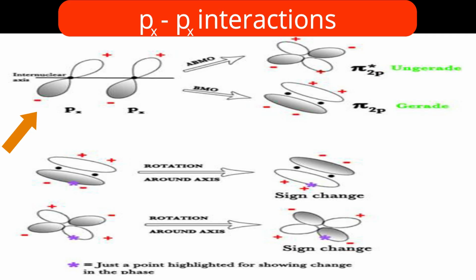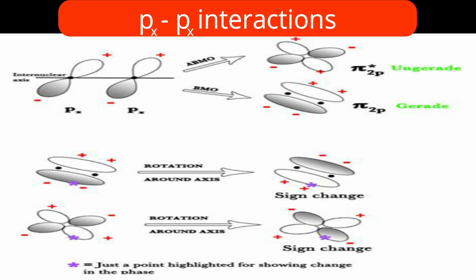Let us understand the interaction between the px orbital of one atom and the px orbital of the other atom. As per the LCAO method, three essential conditions are there. Combining atomic orbitals should be of the same or similar energy. We are talking about the orbitals of atoms of the same element, so their energies will be the same. So the 2px orbital of one atom and the 2px orbital of the other atom will have the same energy. So the first condition is allowing the formation of molecular orbitals.